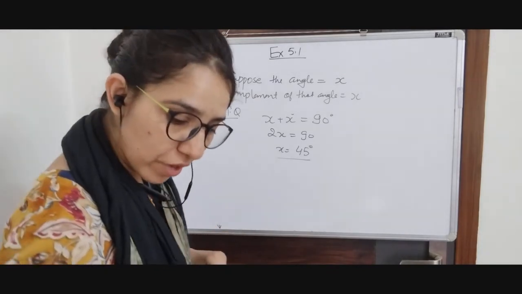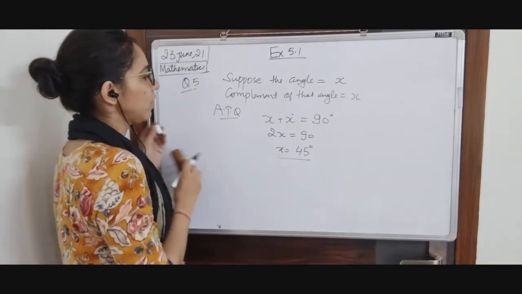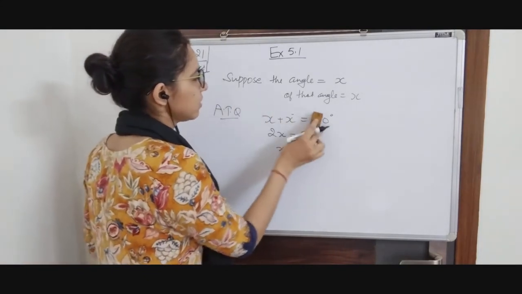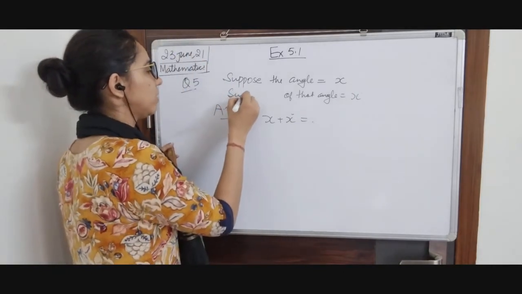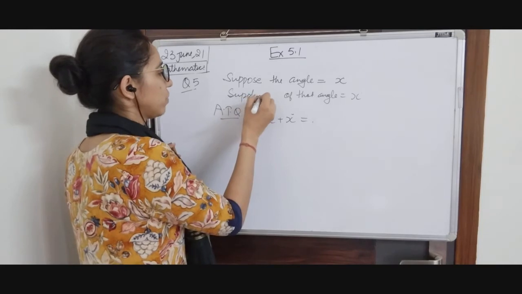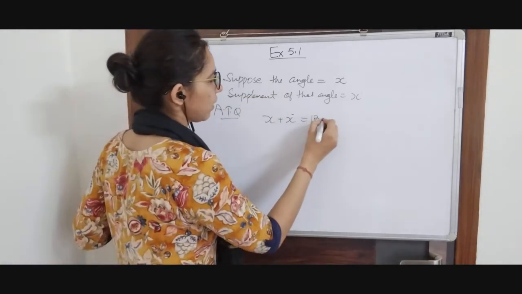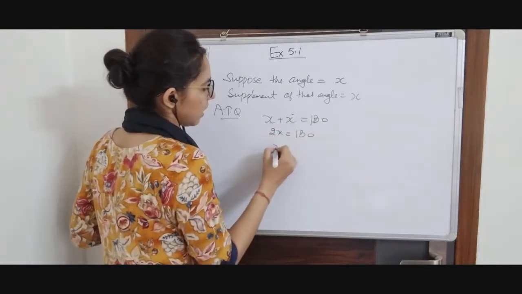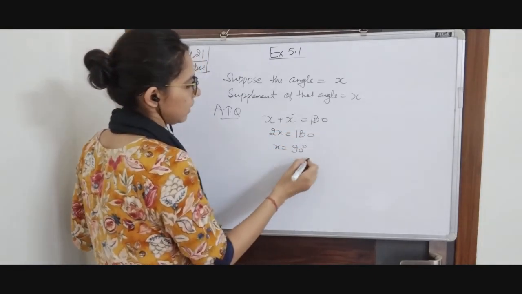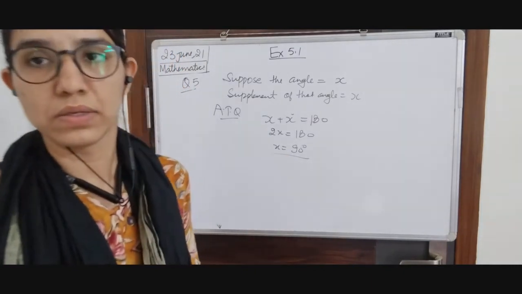Now fifth, we have to find out an angle which is equal to its supplement. So the sum of supplement plus angle is 180. So 2x is equal to 180, x is equal to 90 degree. So the answer is 90 degree angle.